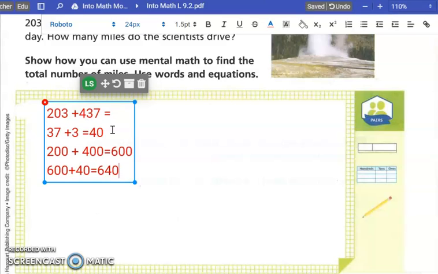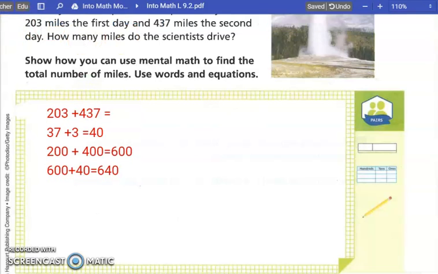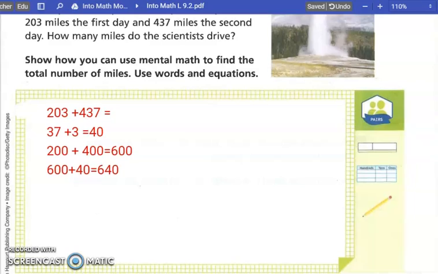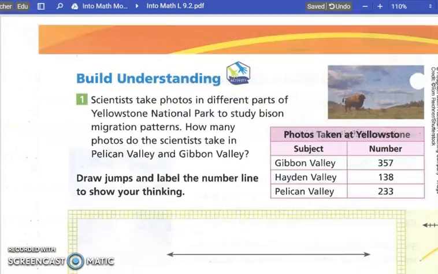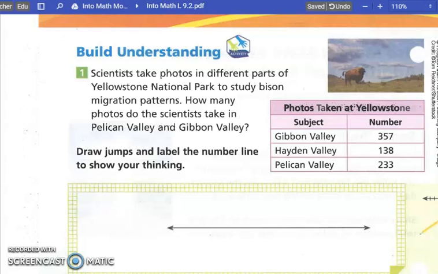Well, we're going to give you some tools today to try and help you do math in your brain. Okay? If you can't, you can't. Sometimes it's just easier. All right, go to the build your understanding. It says, scientists take photos in different parts of Yellowstone National Park to study bison migration patterns.